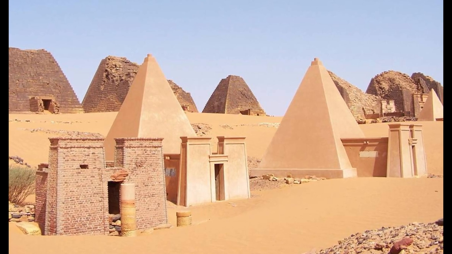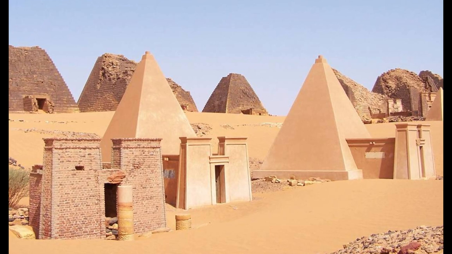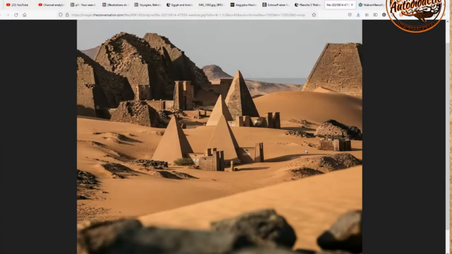Yeah, look at this, right? So look at the pictures. So here is a better one, yeah. These temples are not temples. They were the buildings attached to pyramids. In Nubian pyramids. Specifically, yeah.